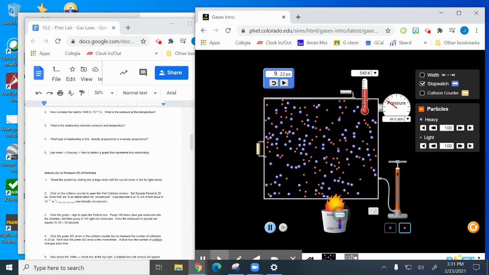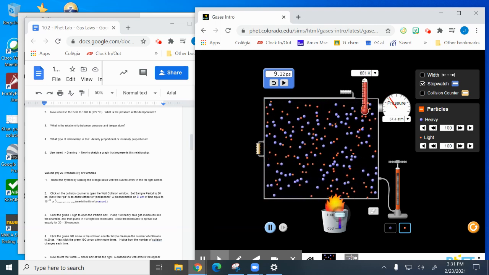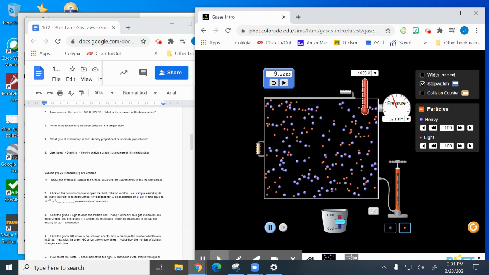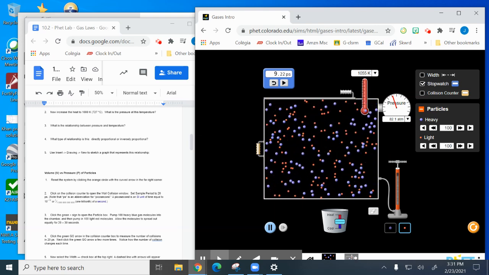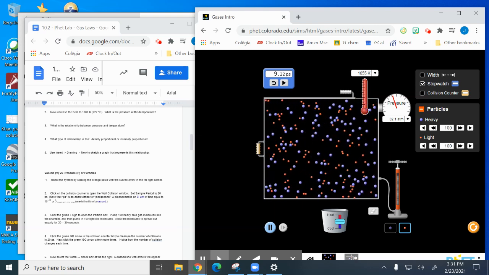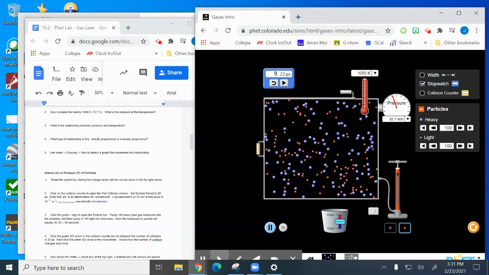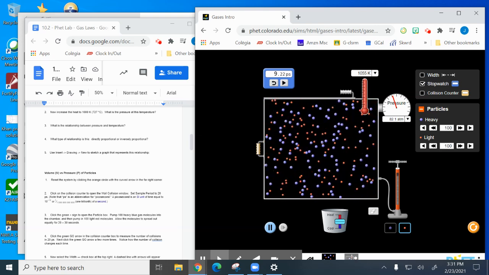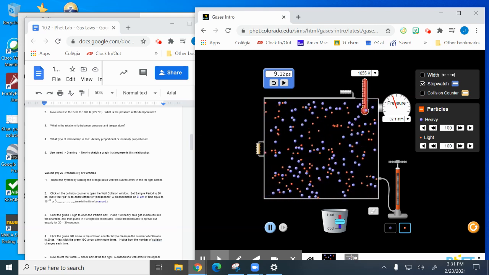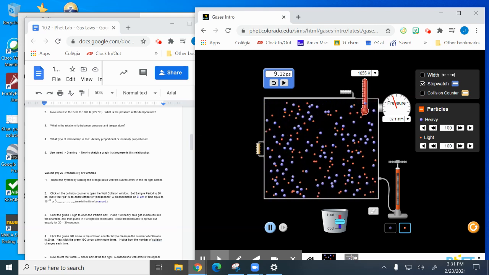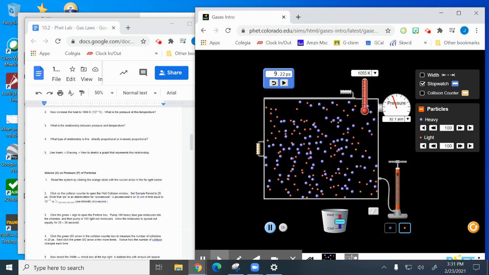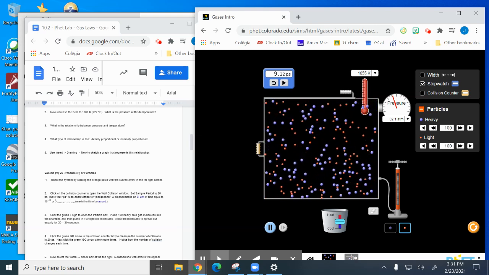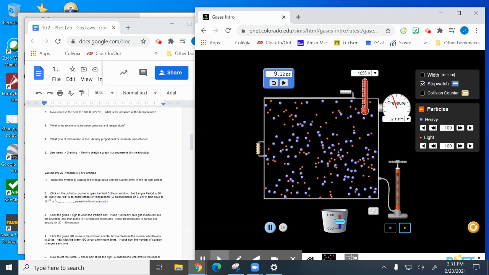All right, now increase the heat to 1,000 degrees Kelvin, and what is the pressure now? So 41, now we're going to go up to 1,000 degrees Kelvin. And it's 82, so it's roughly twice, right? Roughly double. What is the relationship between pressure and temperature? As you increase the temperature, the pressure goes up, and it's directly proportional. Because as one goes up, the other goes up. If you take the temperature down, then the pressure is going to go down.